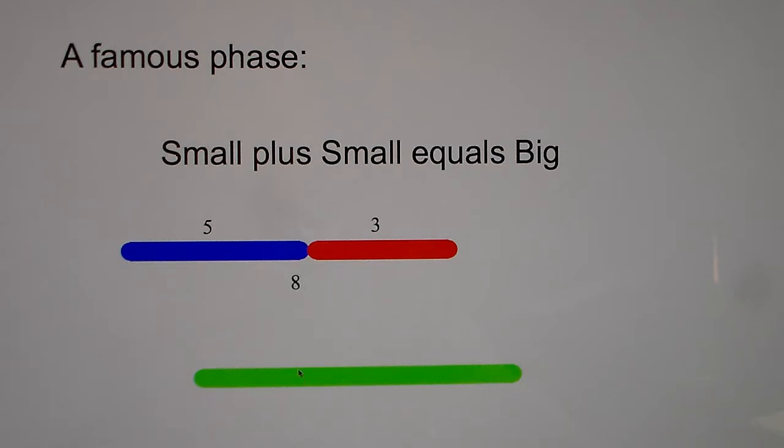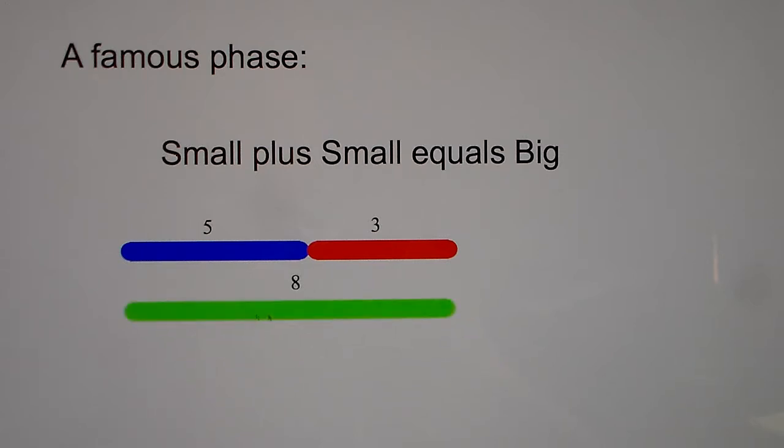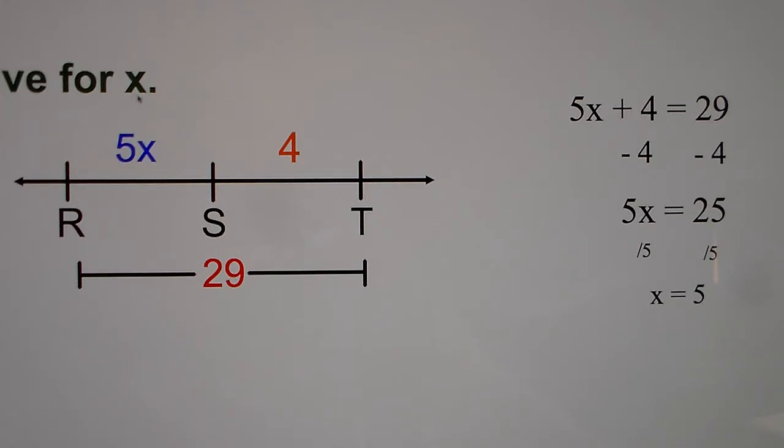Now, I'm just saying that this green piece is equal to 8. So the blue piece plus the red piece is equal to the green piece. Small plus small equals big. Alright, let's put that concept, let's do some more numbers here.